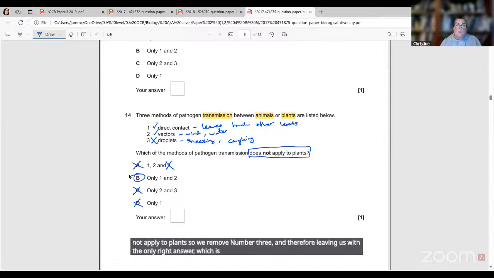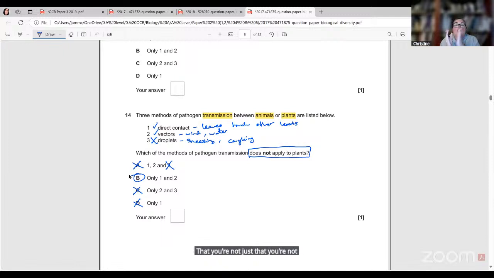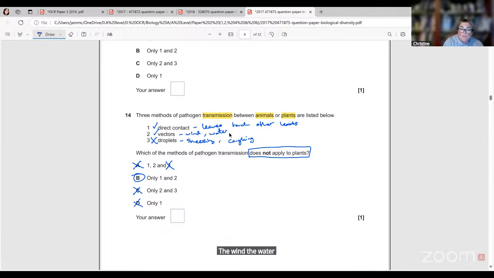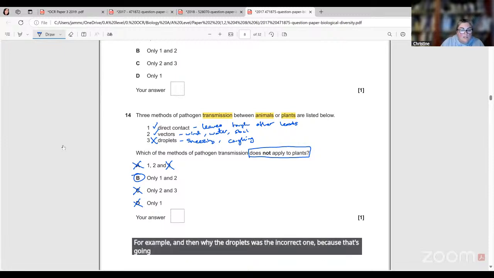So it is really important when you're going through these questions and you're practicing them, that you're not just checking the marks game, that you're actually writing notes to yourself on how do they actually work? How is it that direct contact occurs between the plants, leaves touching each other, the wind, the water, the soil, for example, and then why the droplets was the incorrect one, because that's going to make a big difference to you getting it.